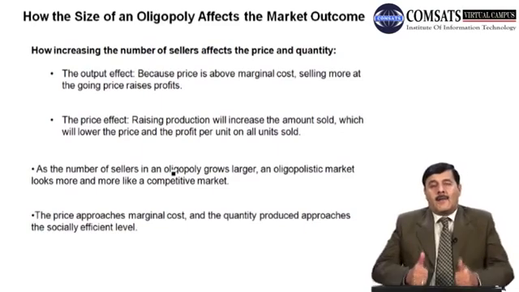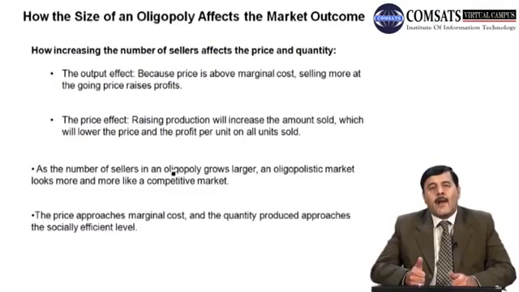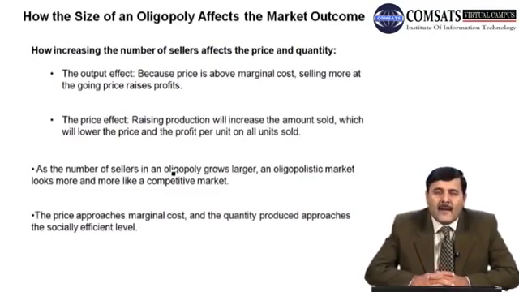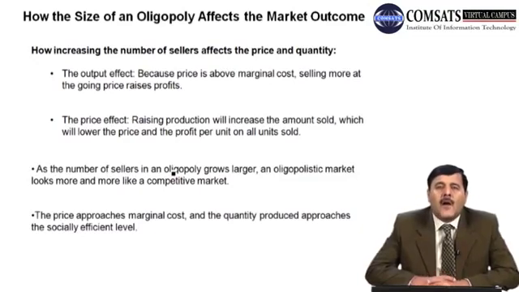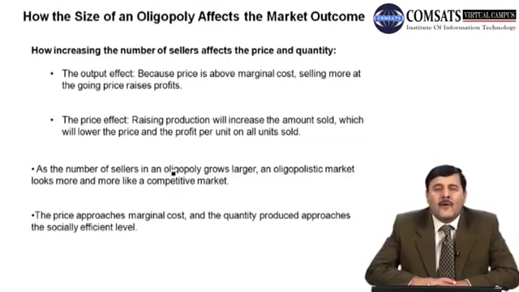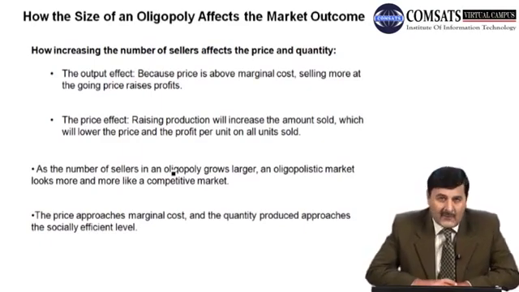So increase in number of firms in the oligopoly market has two effects. Number one, output effect. How can we explain this effect? हमने कहा कि जब नंबर ऑफ सेलर्स बढ़ते हैं तो क्या होता है, द क्वांटिटी प्रोड्यूस्ड एंड सोल्ड जो है वो बढ़ जाती है. तो when you sell more output, more quantity at the existing price which is greater than the marginal cost, of course this will raise the profit of the firm. Second is the price effect.